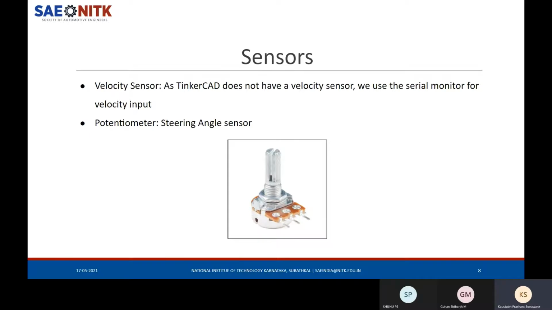For the sensors, as Tinkercad does not have a velocity sensor, we have used the serial monitor to input the velocity. And for the angle sensor, we have used a potentiometer. The potentiometer basically simulates the steering movement of a car.